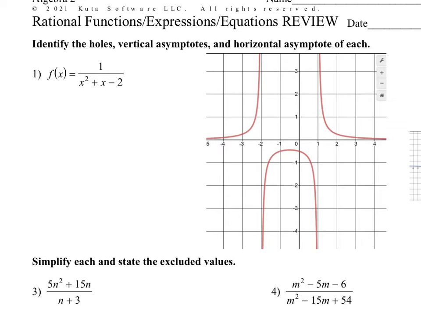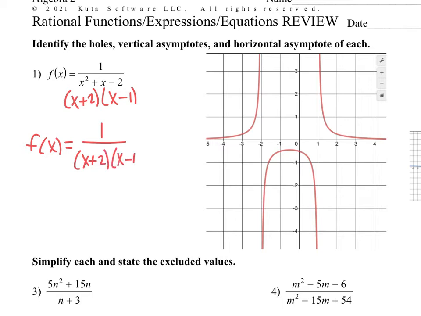But first off, let's take a look. To get the holes in the graph, that's going to be when you get a factor that cancels in the numerator and the denominator. So we'll come back to that in a second. But vertical asymptotes are going to be anything that makes the denominator 0 that does not get canceled out. So let's think about this function here as 1 over x squared plus x minus 2. I know that x squared plus x minus 2 is factorable into x plus 2 times x minus 1. So this expression could be written as 1 over x plus 2 times x minus 1.